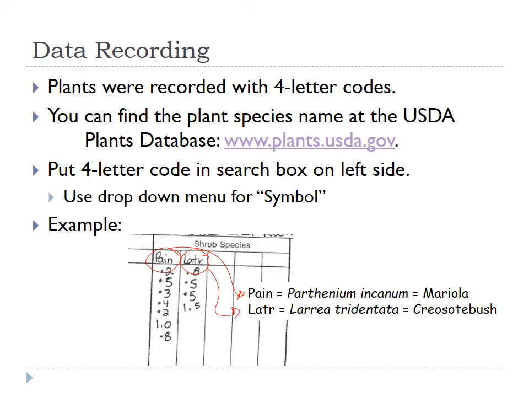www.plants.usda.gov. And to get the 4-letter code, just go to the drop-down menu on the left-hand side and look up symbol. So, for example, when you look at the data, you'll see at the top of each column is a 4-letter code. And, for example, one of the species we're going to look at is Larrea tridentata, or creosote bush. And so that's LATR.